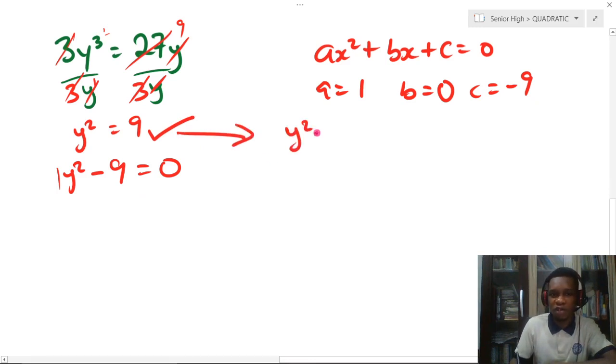So since we have y squared is equal to 9 here, I can just take the square root of both sides. Taking square root of both sides.